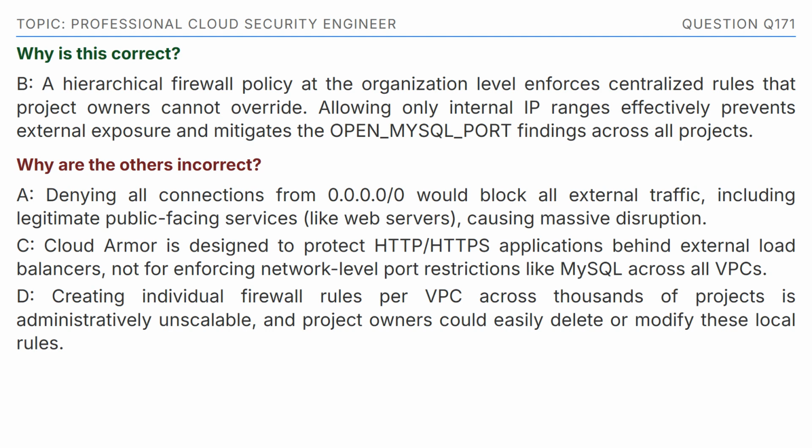Why are the others incorrect? A. Denying all connections from 0.0.0.0/0 would block all external traffic, including legitimate public-facing services, like web servers, causing massive disruption. C. Cloud Armor is designed to protect HTTP/HTTPS applications behind external load balancers, not for enforcing network-level port restrictions like MySQL across all VPCs. D. Creating individual firewall rules per VPC across thousands of projects is administratively unscalable, and project owners could easily delete or modify these local rules.